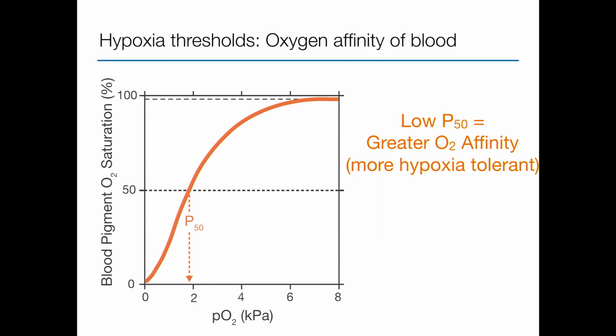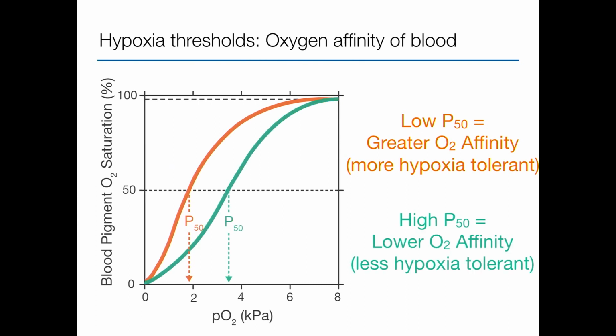This is PO2 in the blood, and as you increase the PO2 in the blood, the percentage of the blood that's oxygenated increases. The way that we compare different types of blood is using a measure called the P50, which is the oxygen pressure at which blood is 50% oxygenated. If you have a lower P50, you have a greater affinity for oxygen and you're more hypoxia tolerant. If you have a higher P50, you're less hypoxia tolerant.